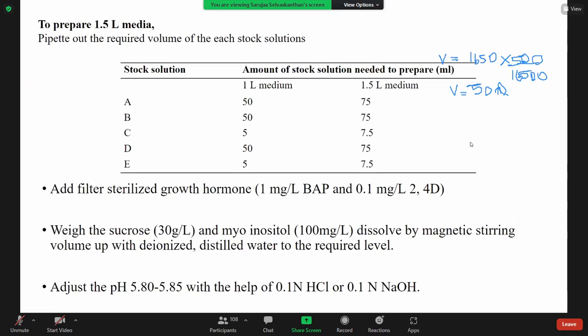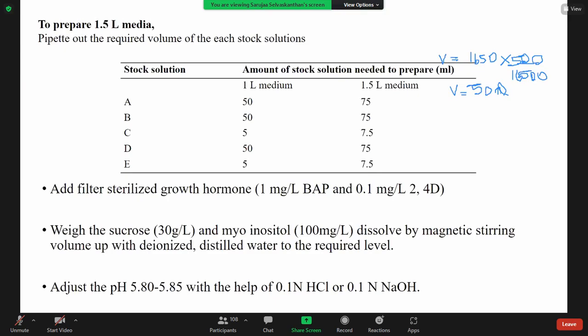And then we have to add, for 1 liter, 100 milligram inositol. For 1.5, 150 milligram, which means 0.15 gram. We have to measure it and pour it in the beaker. It's in a powder form, white powder form, right? And then we have to put a magnet and keep it on the magnetic stirrer until it fully dissolves.